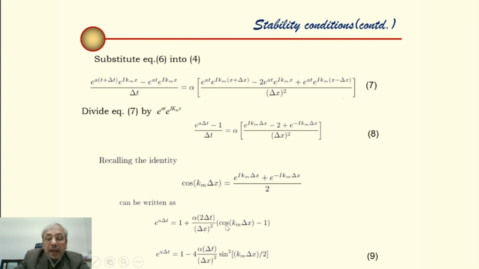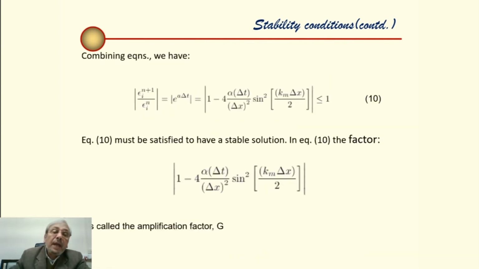From here we can write, this is basically cos theta minus 1. We can write twice sine square theta by 2. So sine square km delta x by 2, and this becomes 2 alpha delta t by delta x square with minus sign. So now cos theta minus 1 is minus twice sine square theta by 2. We just do that substitution as equation 9.